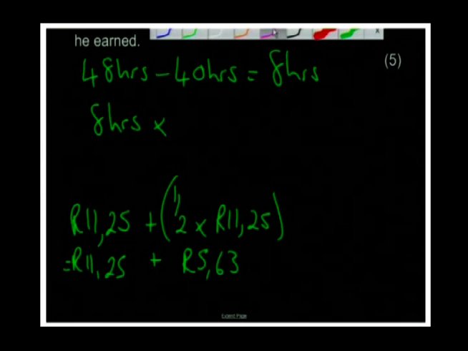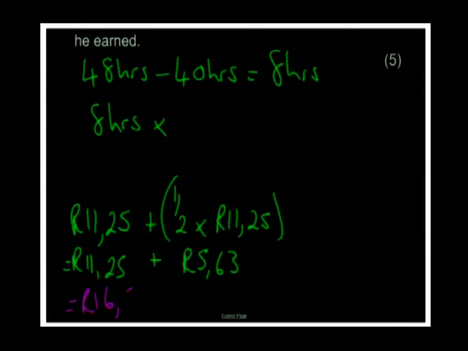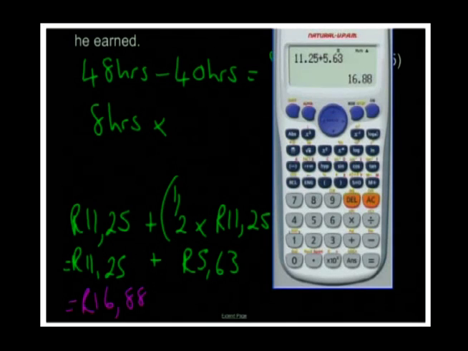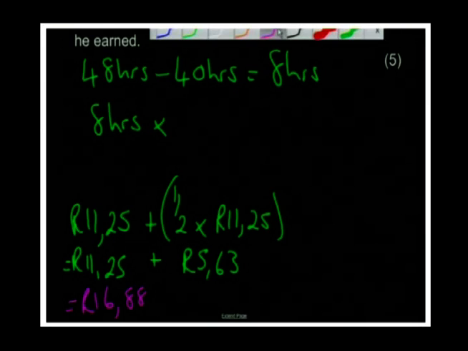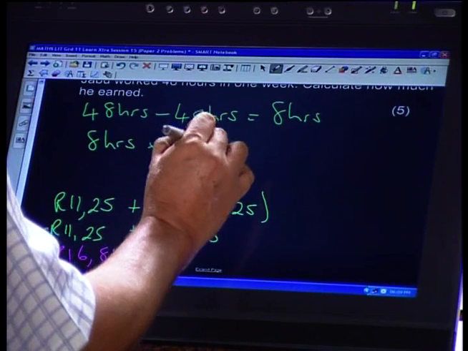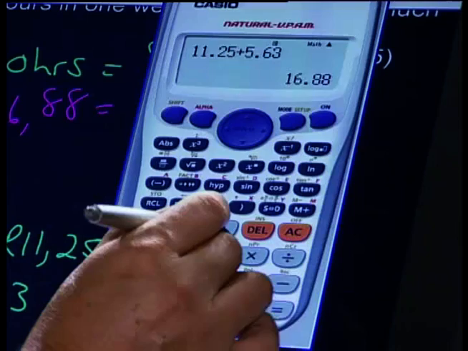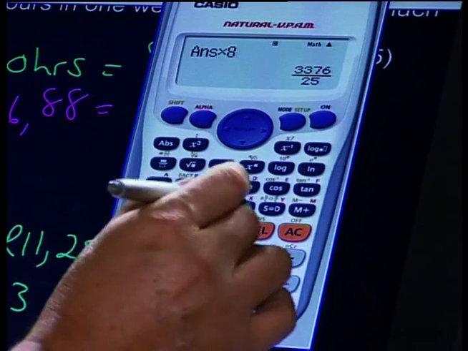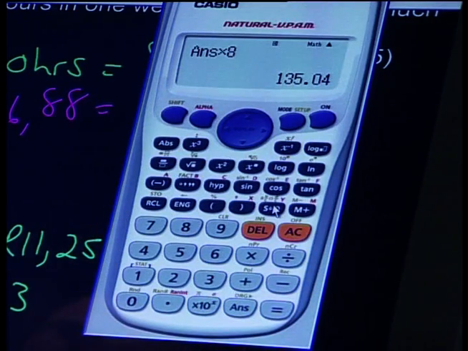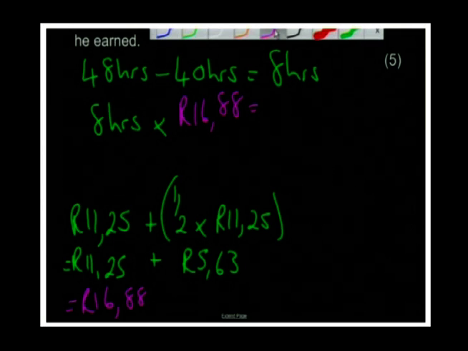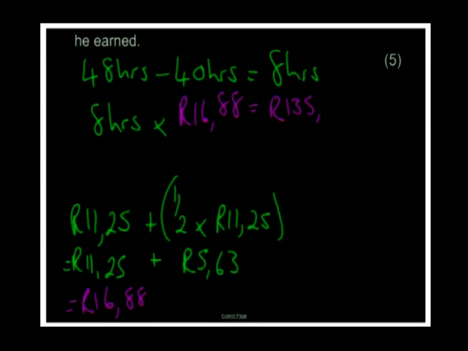So Jabu now is getting 16 Rand 88. Let's just confirm that. Indeed he is. Okay? So that's how much money he's getting paid for every hour of overtime he does. So let's go back to our problem here. He's got 8 hours, and we're going to pay him 16 Rand 88 for those 8 hours. So how much is he going to get paid? We're going to multiply that by 8, and he's going to get an amount of 135 Rand and 4 cents. So 135 Rand and 4 cents is what we're paying him for his overtime.